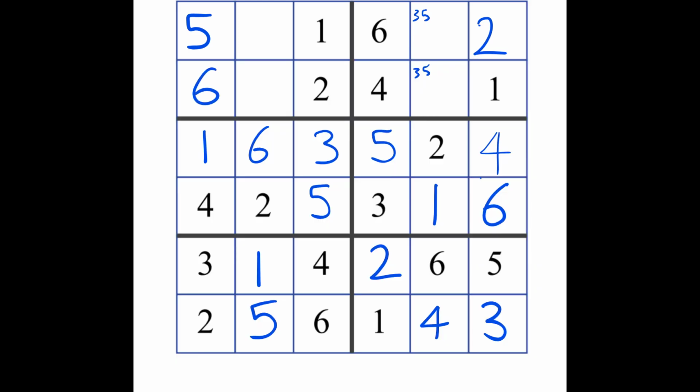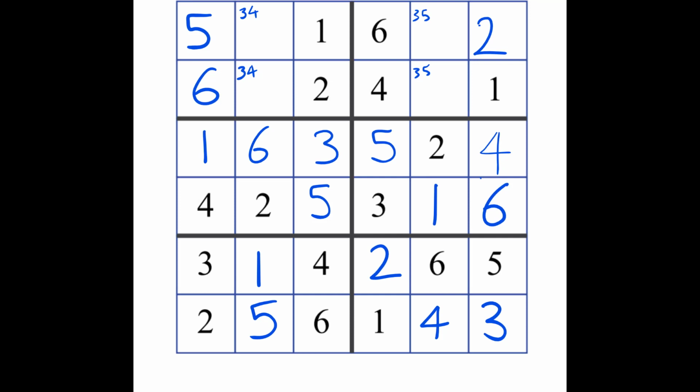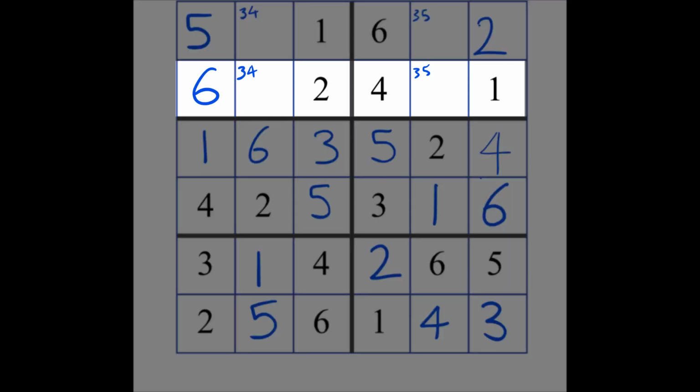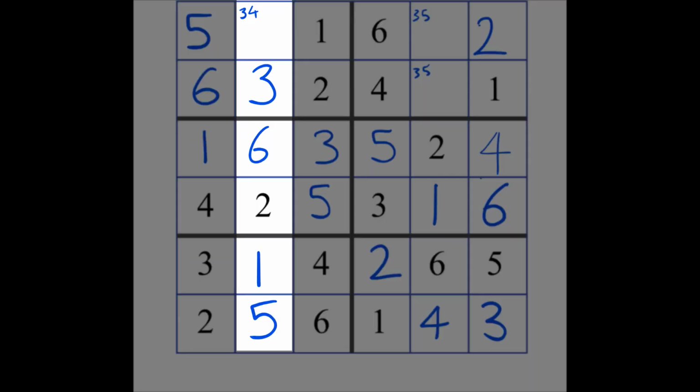Okay, let's look up this row. I've got 1, 2. There's no 3 or 4. And I've got 5 and 6. So this could be a 3 or a 4. So I'm going to go to this cell here and look across. I have a 4 here. If I have a 4 here, that means this can't be a 4. This must be a 3. So if this is a 3, this must be a 4.